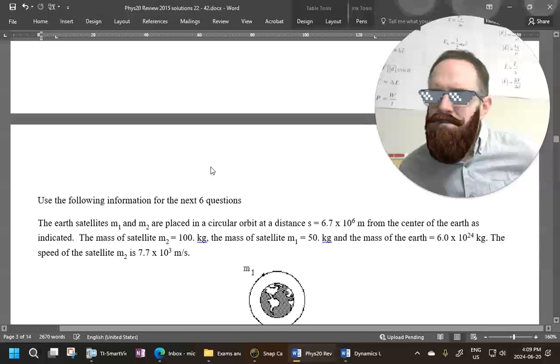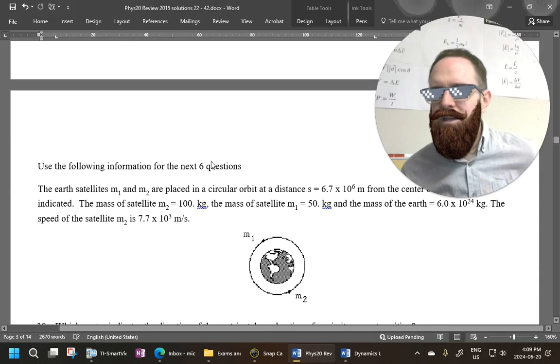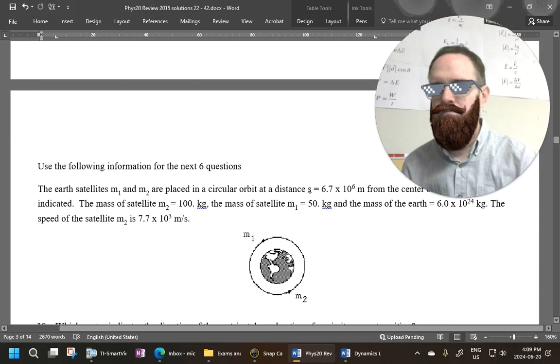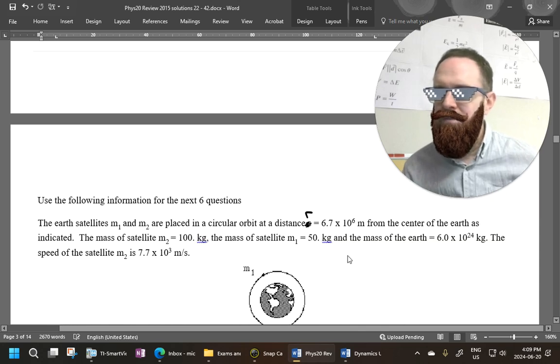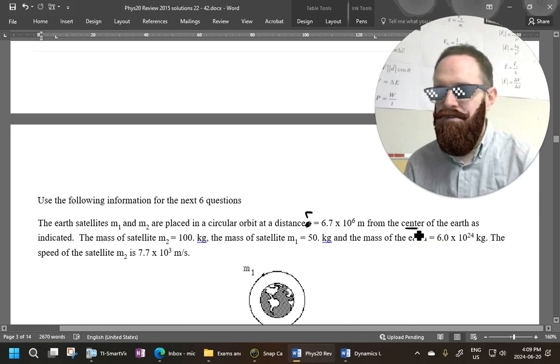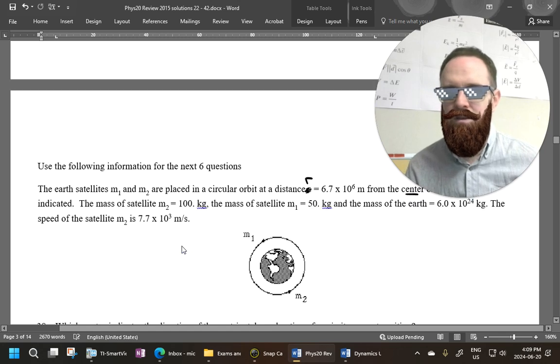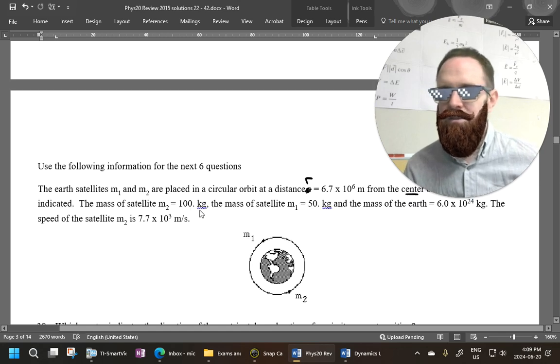So we got these two, I don't know why they didn't just use a d there, or radius. From the surface, from the center of the Earth. So that's a radius. So that's r. Right? I don't know why they use an s there. Because it's from the center. So center to center, that's a radius. That's good. The mass of the satellite is 100 kilograms. Probably not useful. The mass of the next satellite is 50 kilograms. Not going to be useful.